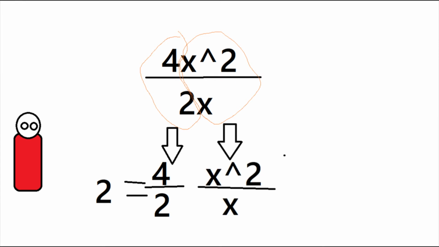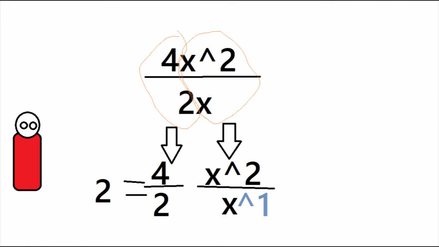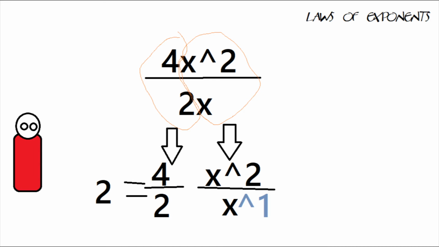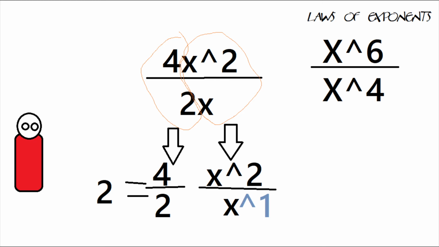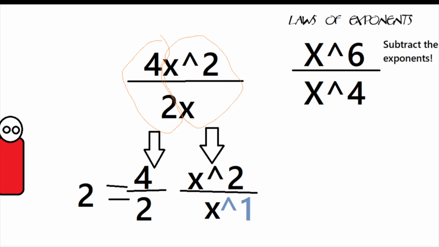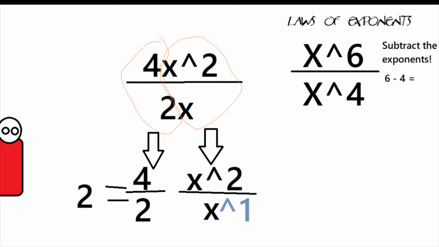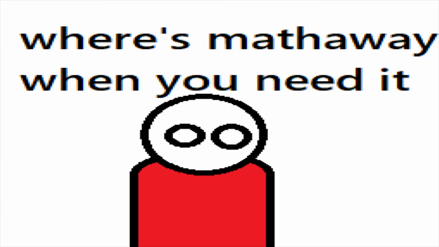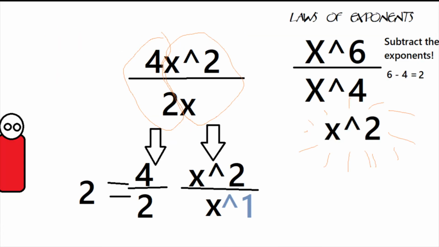Now we have to focus on x squared over x. However, x also has an exponent of 1, since technically all numbers that don't have an exponent are raised to the power of 1. Now we also have to remember one of the laws of exponents: in the case, let's say, of x to the power of 6 over x to the power of 4, we have to subtract the exponents, which would simply be 6 minus 4, which would equal 2. So the final answer would be x squared.